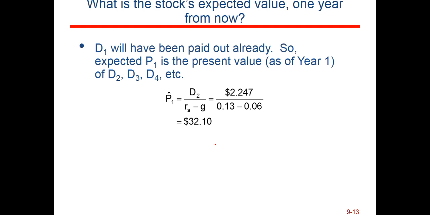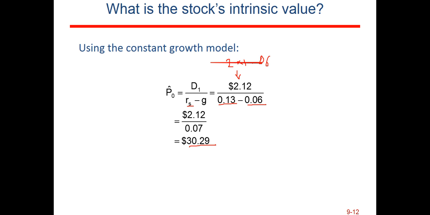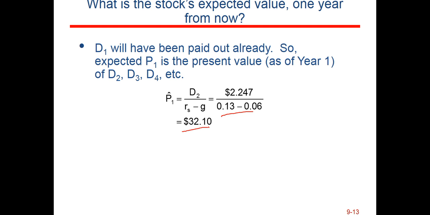The price in a year from now, you can calculate that as well. What you need to do is take D2 and shift it and say, you know, the price of the stock is going to be $32 instead of $30. It's kind of growing at 6% basically.